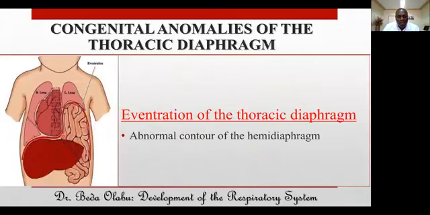You can have a scenario where the musculature of the diaphragm is not present. When the musculature is not present, the dome of the diaphragm will be high because there's no muscle that causes it to contract to go down. So you can see this side here, the dome of the diaphragm is quite high compared to this dome. This is what we call eventration of the diaphragm. They have abnormal contour of one hemidiaphragm. This also causes pulmonary hypoplasia. That lung cannot develop fully.